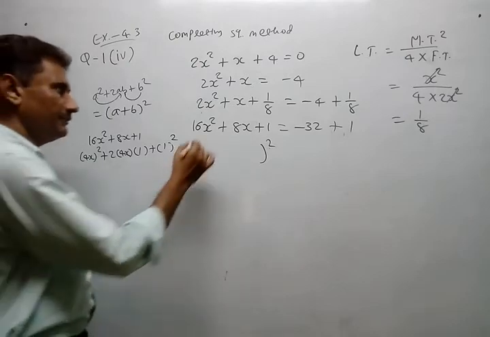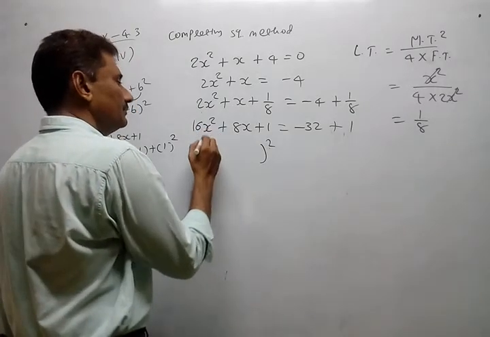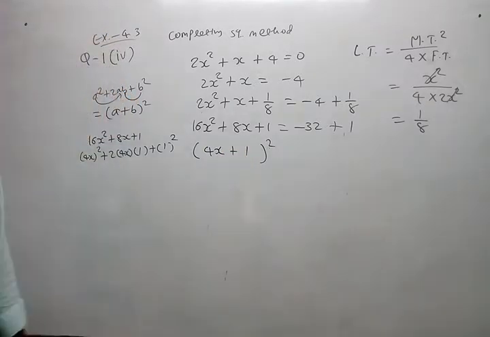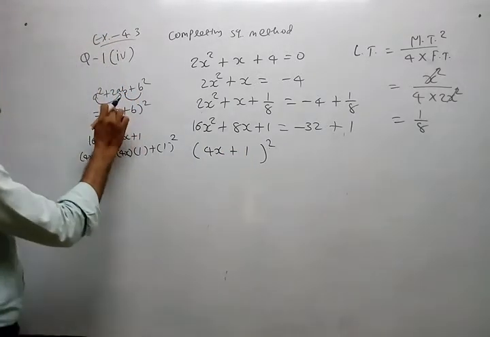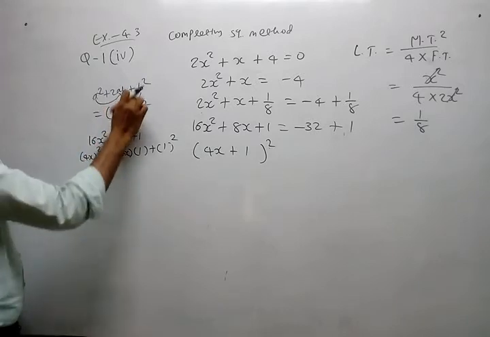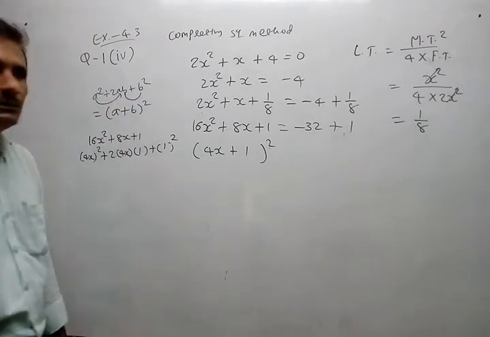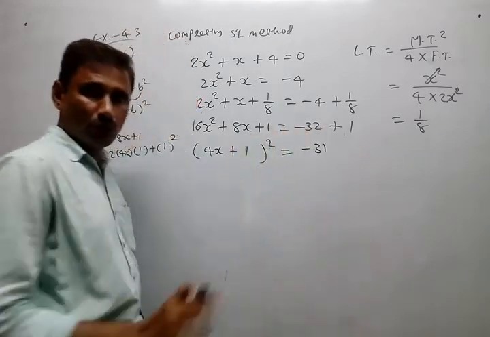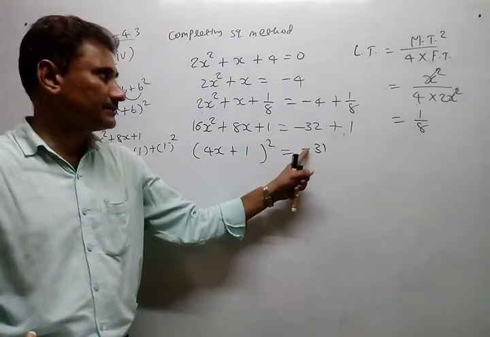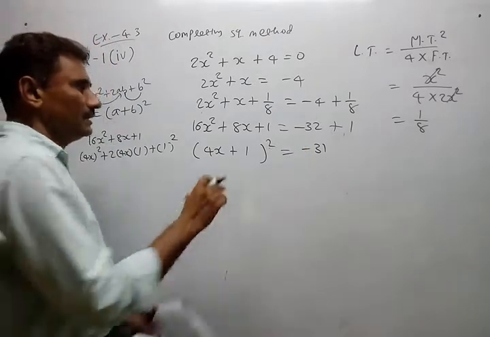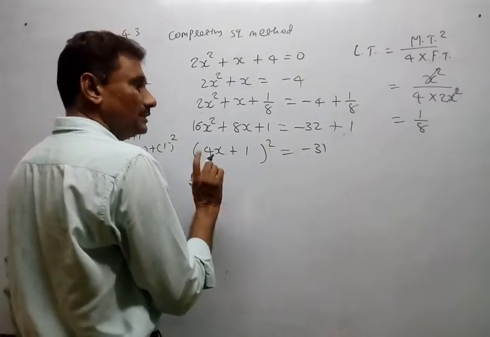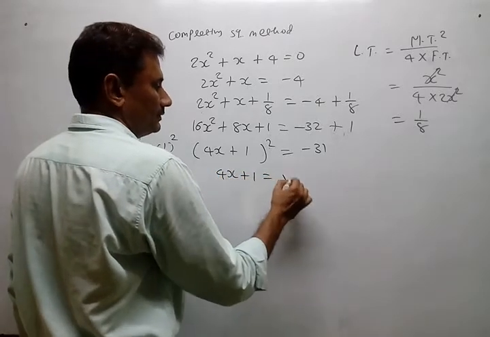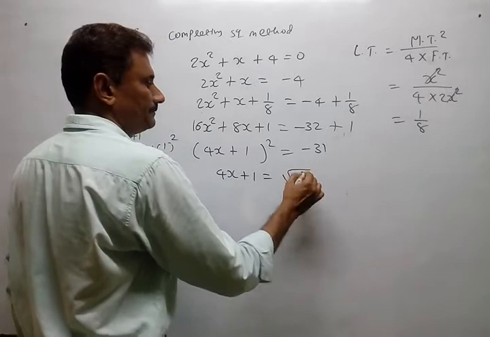Okay. So every time I directly give you: first term root, last term root, middle term sign. So directly you can write the binomial square. First term root, last term root, middle term sign. That is nothing but the identity. It is minus 31. Why? You know, opposite sign subtraction, and at last the bigger sign applied. Now take square. 4x plus 1 equal to minus 31.